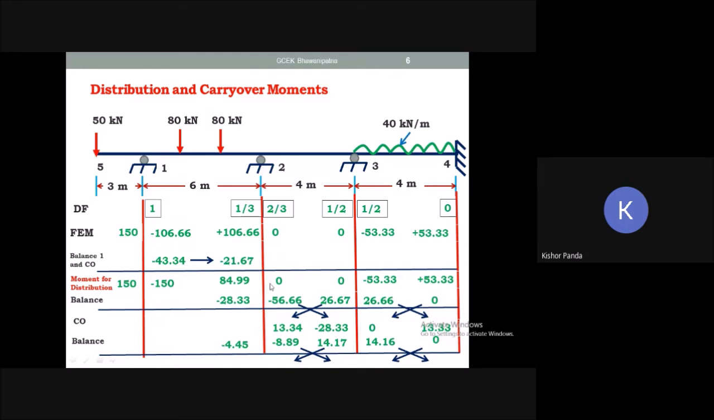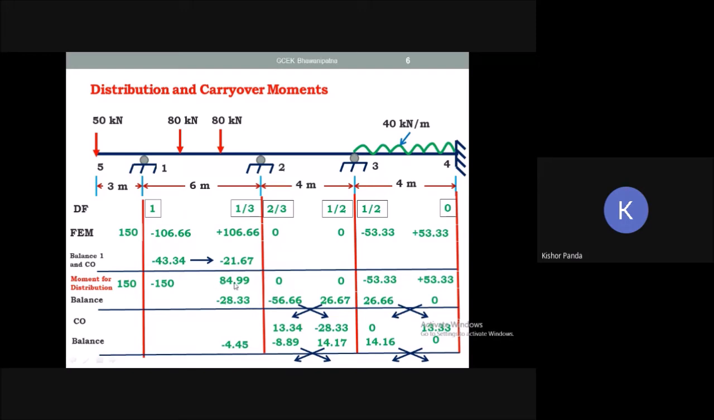Then you do the balancing and carryover of the other joints. Then you take the balancing and carryover of joints 2, 3, and 4, and joint 1 is already balanced. So what is the moment at joint 2? This side you know 84.99, and this side you know 0. What is the unbalanced moment at joint 2? 84.99, and this moment you have to multiply with 1 by 3 and put here in opposite sign, because this is positive, so you put negative sign, minus 28.33.